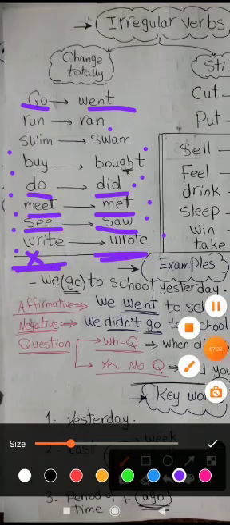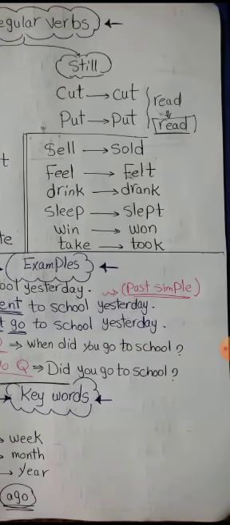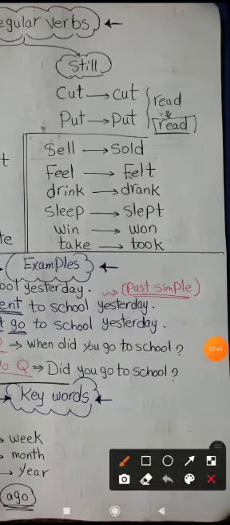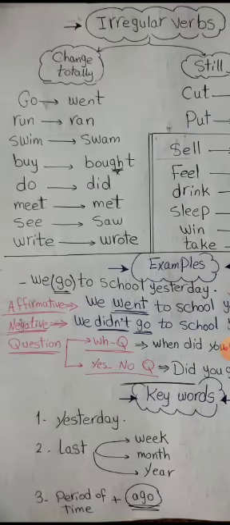Okay, this is regular verbs. I'm sorry, irregular verbs. بس change it totally، بيتغير الverb خالص. طيب what about الحاجات اللي بتفضل زي ما هي، still زي cut، يقص. Cut بتفضل هي هي. Put, put. Read, read. Okay, you understand that. طيب irregular verbs بيتغير شكلها خالص. قلنا زي go, went; run, ran; swim, swam; buy, bought; do, did; meet, met; see, saw; write, wrote.